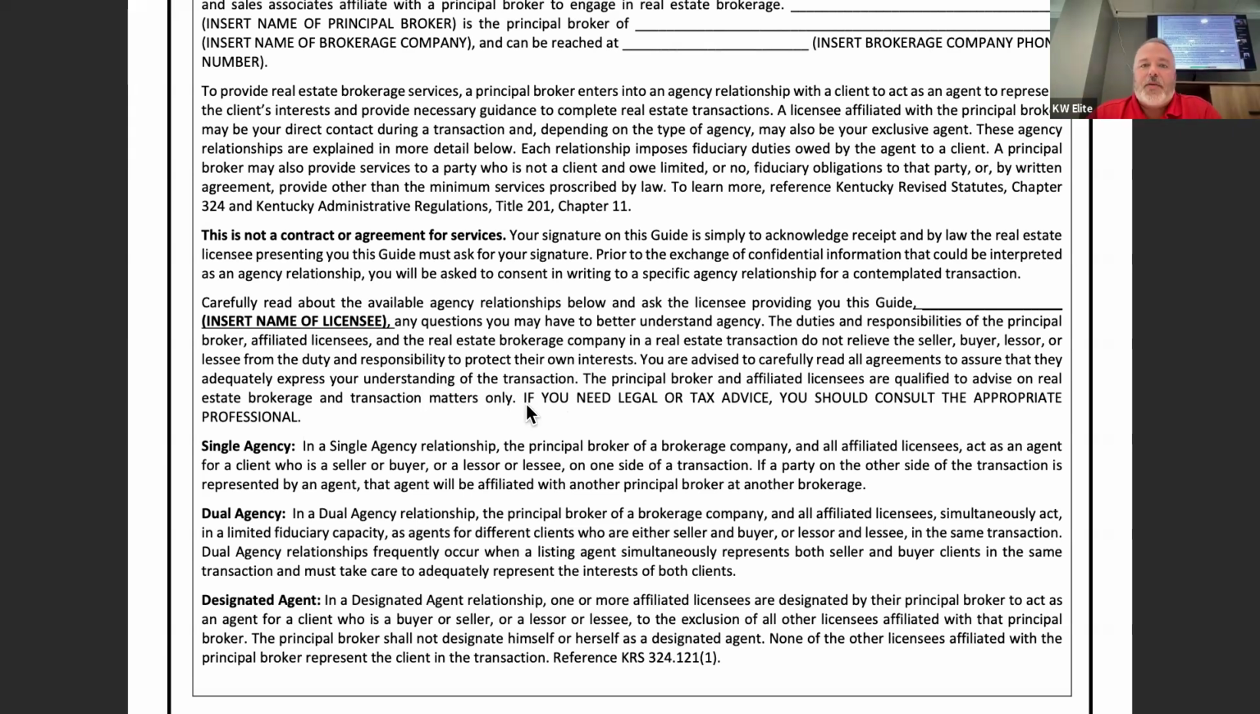So again, we don't ever want to represent ourselves as lawyers. We don't want to represent ourselves as accountants. While we may know a little bit about it because we've done this for a while, and if you're just starting out, you will learn about it, it's always best you can give your opinion, but then refer them to the appropriate professional for the official answer.